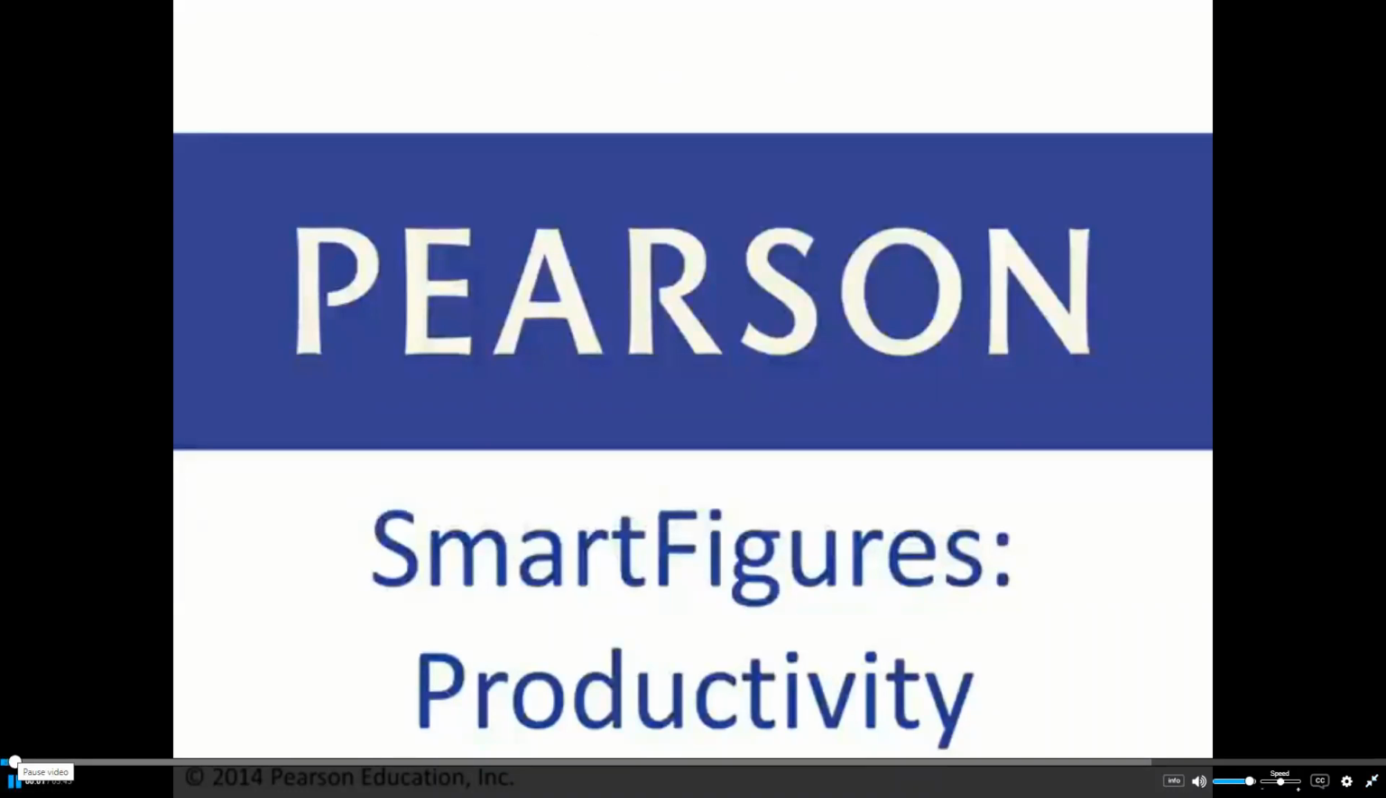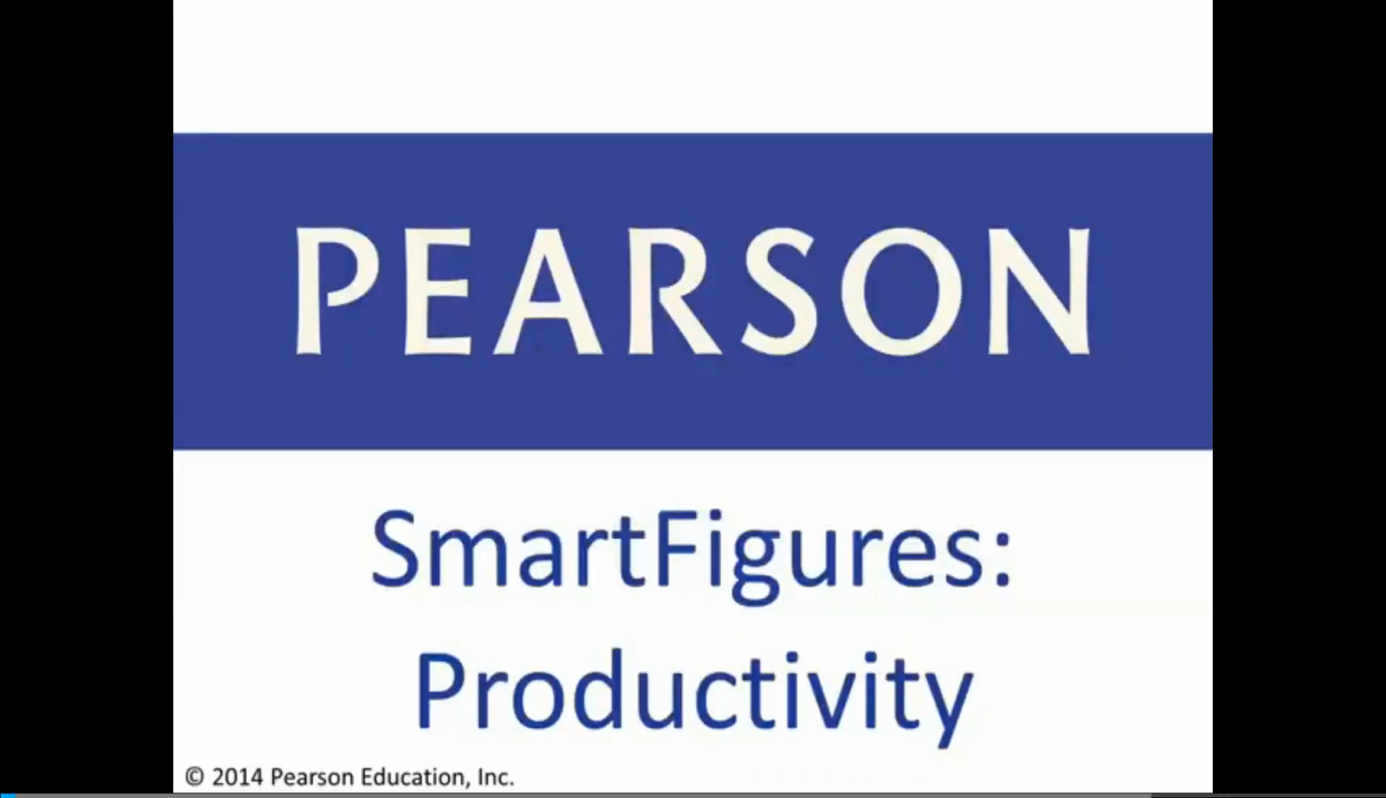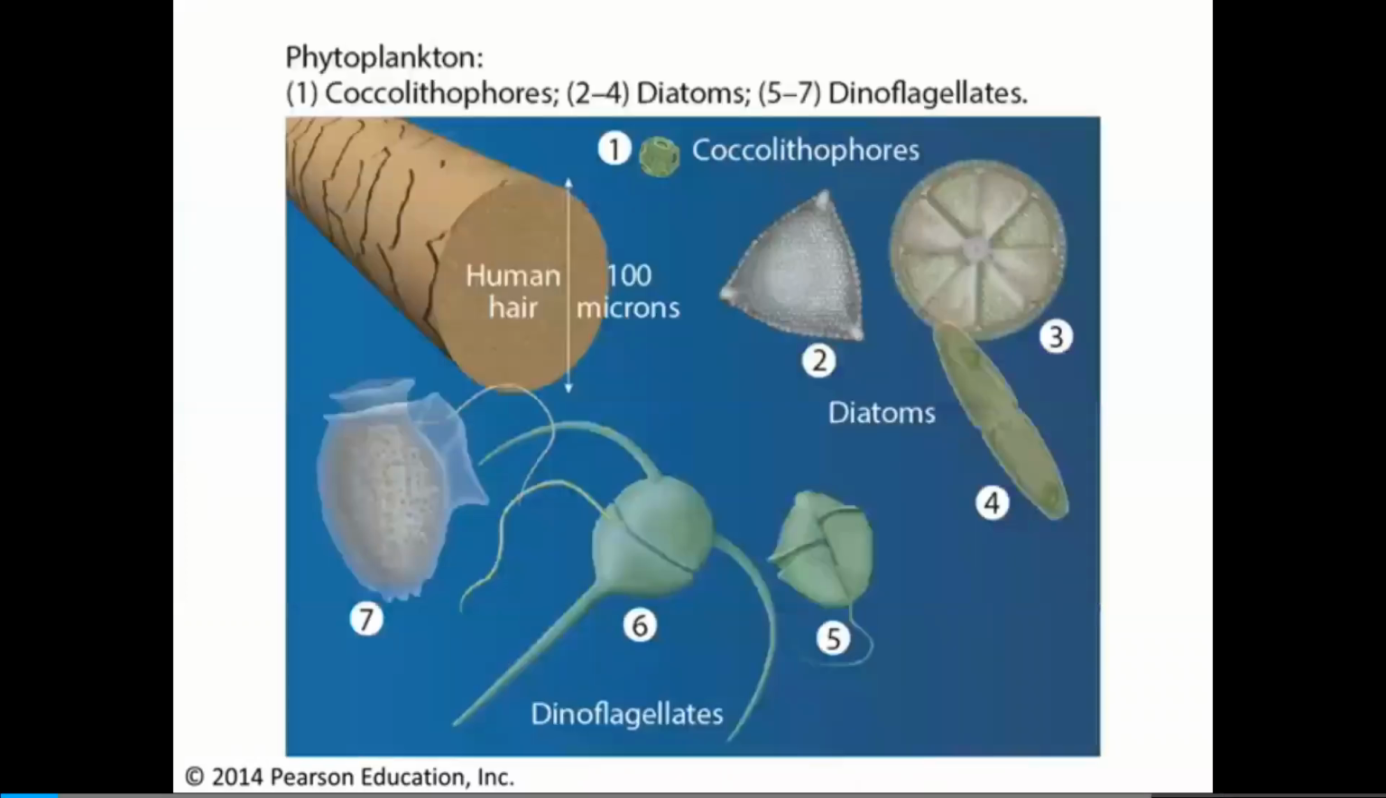Hi there, folks. This is Callan Bentley, and you're back for another smart figure. In this video, we're going to take a look at changes in productivity of the oceans over the course of the year. So we're going to be taking a look at the relationship between phytoplankton and zooplankton, as well as the sun and ocean nutrients.